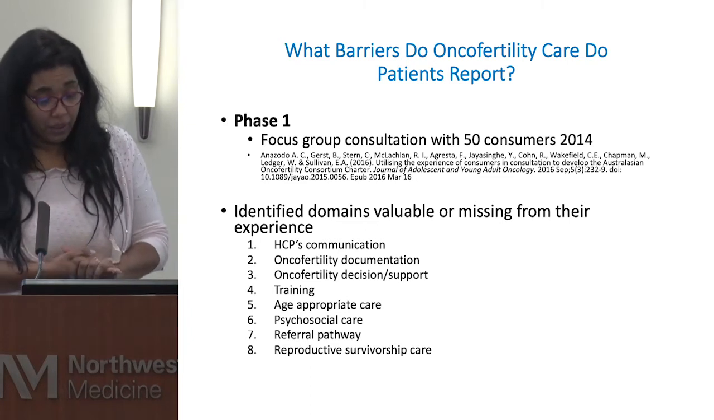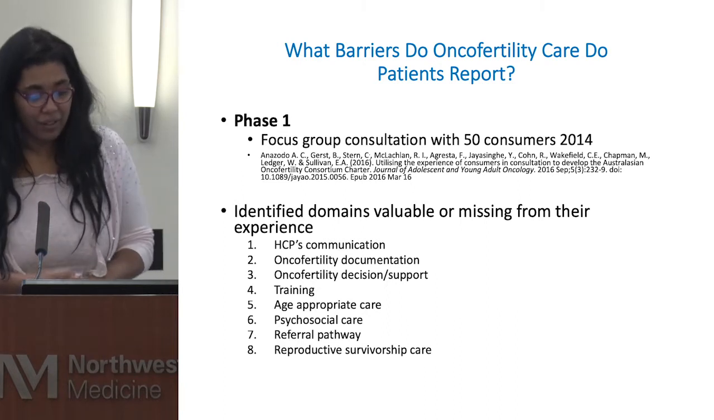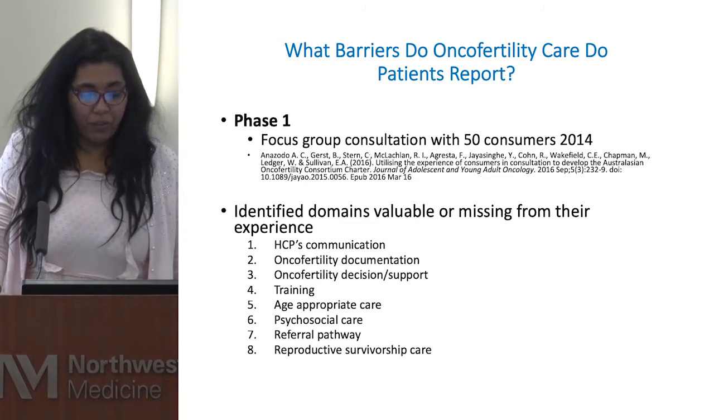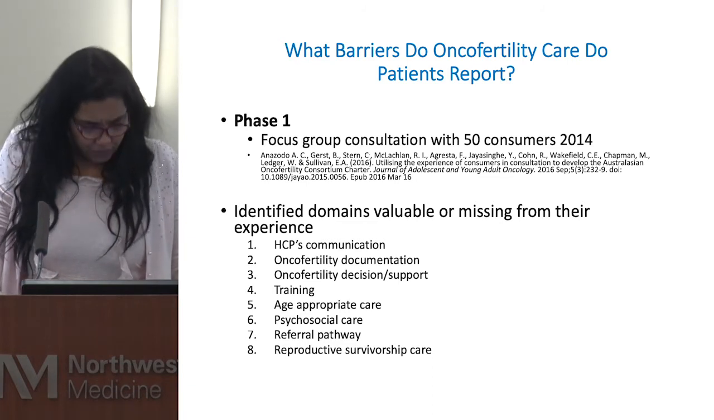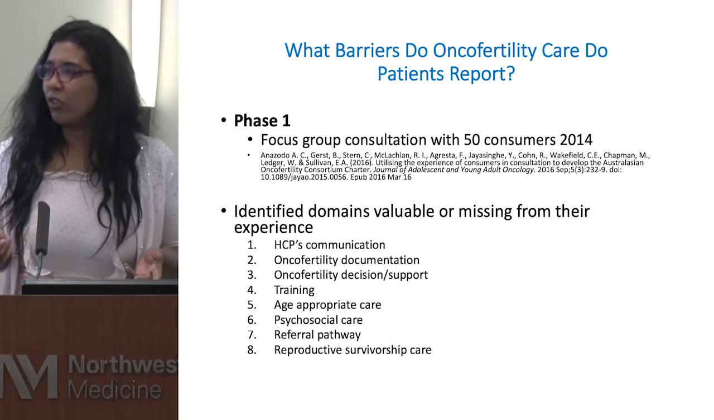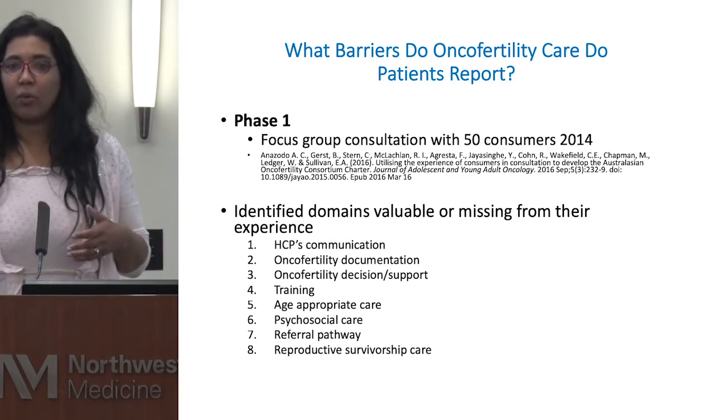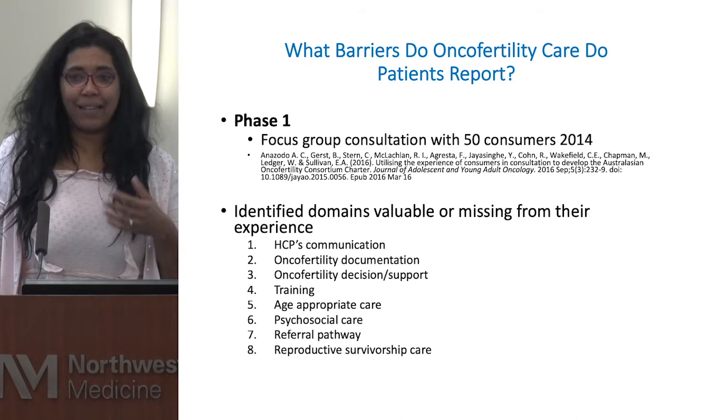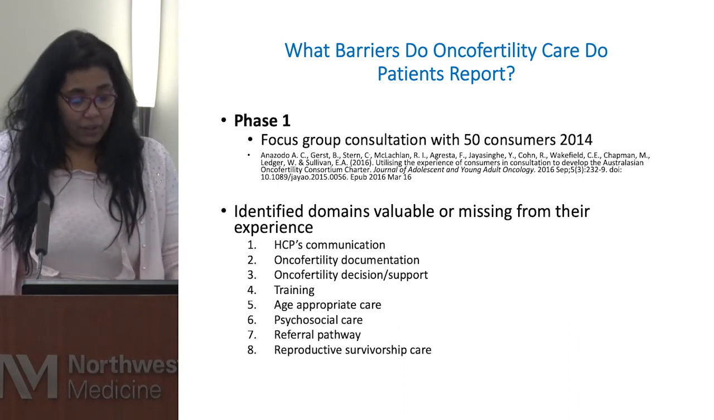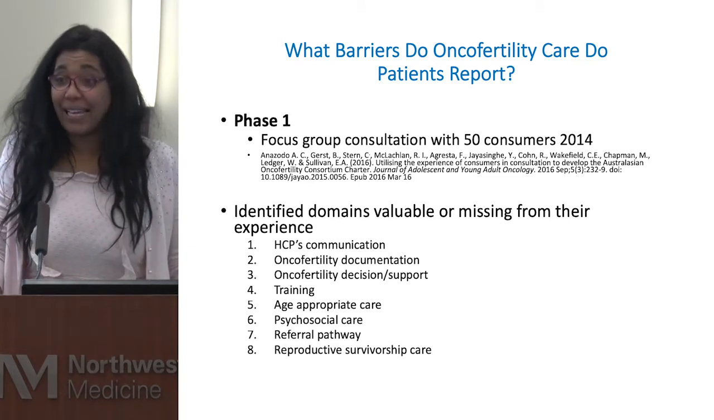So while we were developing the consortium charter, we wanted to identify those domains, we call them, that were valuable or missing from their experience of care. And our consumers, and consumers may be a very Australian term, but we really mean our patient advocates, and they were not necessarily cancer patients, they may be parents, they may be partners, but in this case, these are patients. We asked them these areas, and they came up with these 8 different areas.